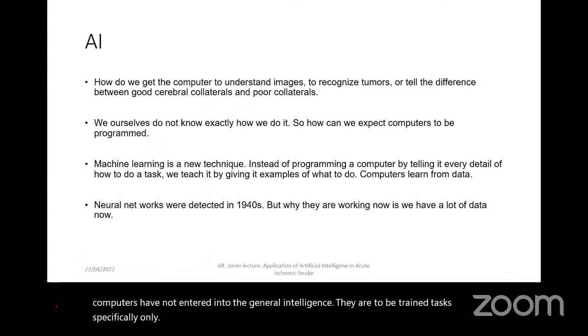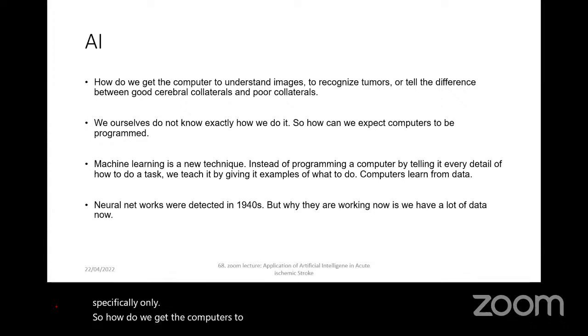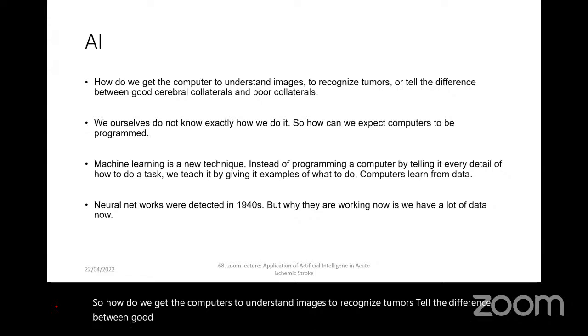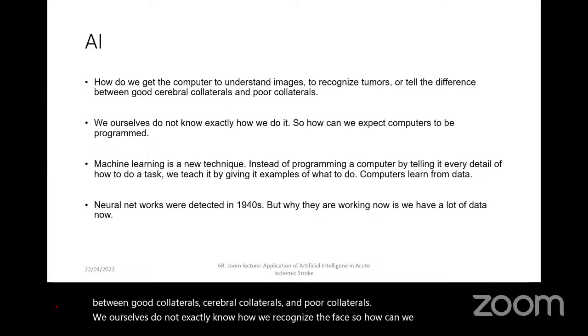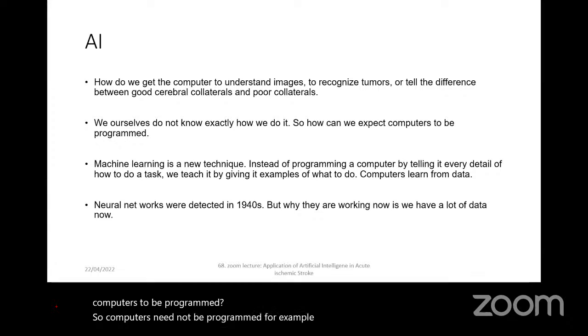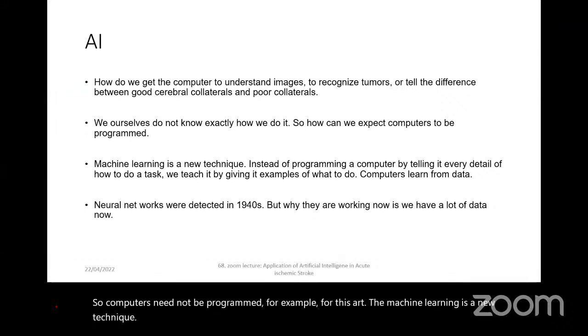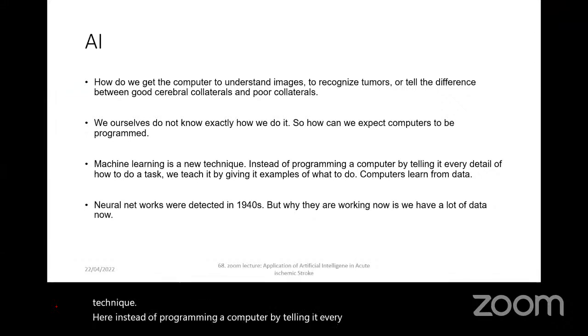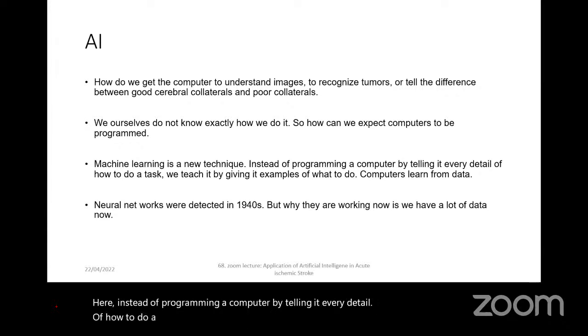So how do we get computers to understand images, to recognize tumors, to tell the difference between good cerebral collaterals and poor collaterals? We ourselves do not exactly know how we recognize a face, so how can we expect computers to be programmed? Computers need not be programmed for this. Machine learning is a new technique. Here, instead of programming a computer by telling it every detail of how to do a task, we teach it by giving examples of what to do. Computers learn from the data.